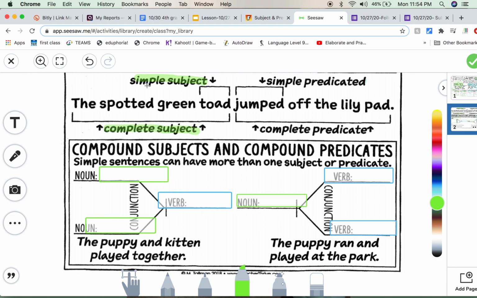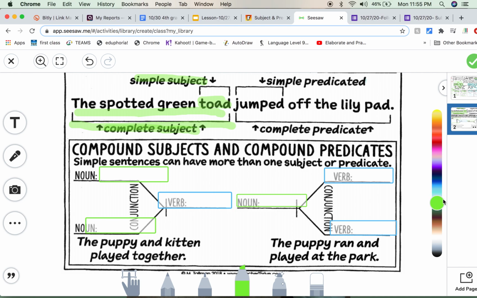Remember, the simple subject, since we're looking at this example sentence, the spotted green toad, that's the first part of the sentence. Simple means one word, the noun. So in the spotted green toad, toad we would highlight because that's the one word noun, the simple subject. The spotted green toad is our complete subject, all of the words. So we're going to underline that twice.